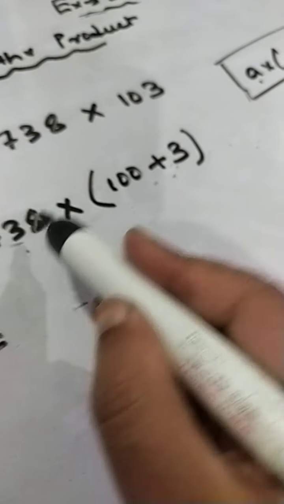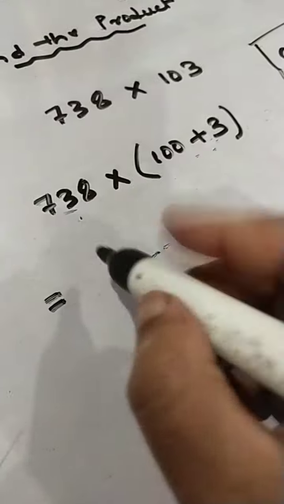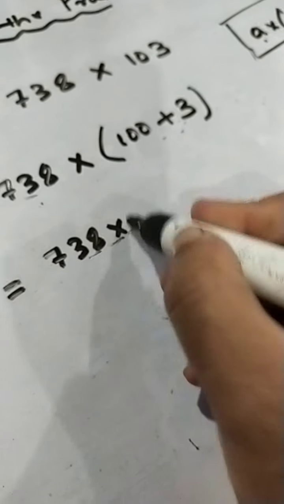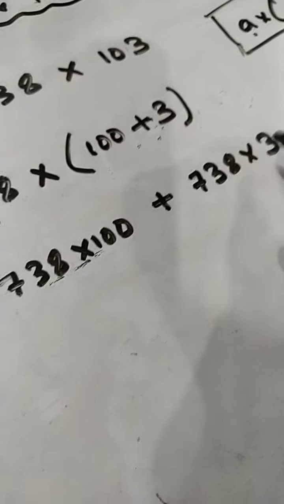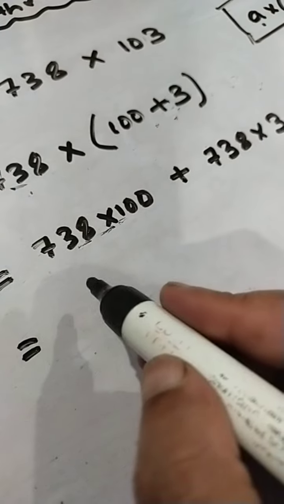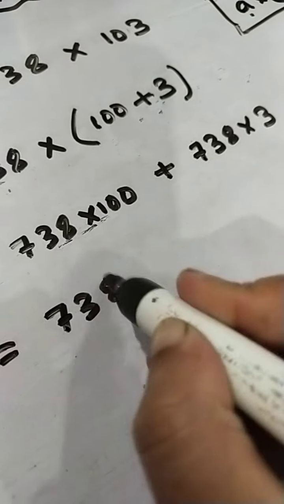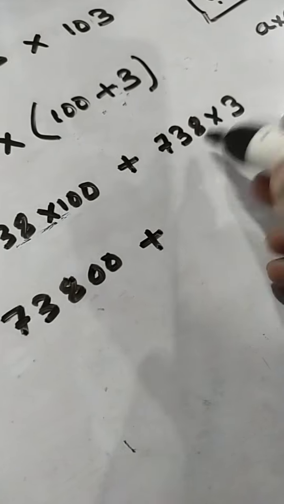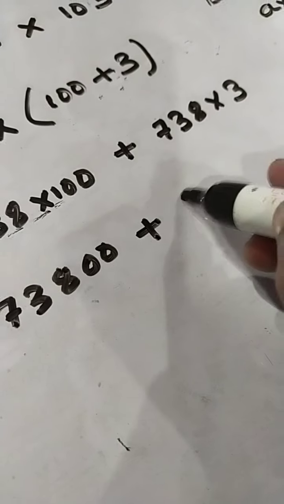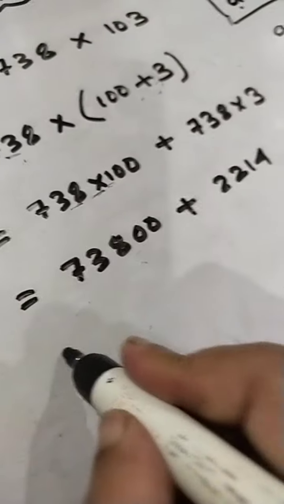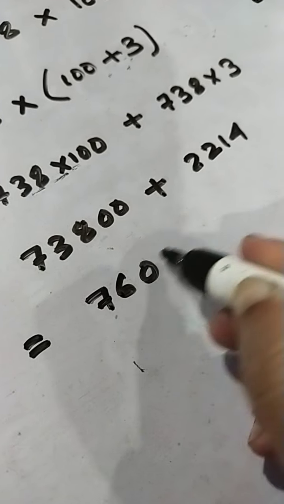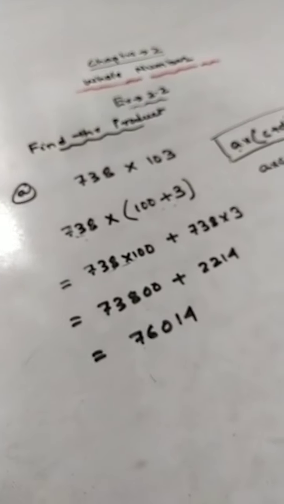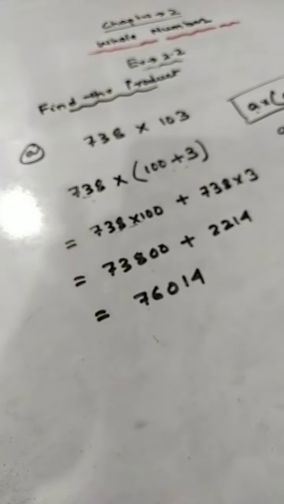We have to multiply 738 into 100, isn't it? A into C. So 738 into 100, we'll put this plus sign. Again we have to multiply 738 with this 3. If you multiply these two numbers, we'll get 738 with how many zeros? 2. And if you multiply 738 into 3, we'll get 2214. Now just add these two numbers. So we'll get 76014. This is how exactly you will do all the sums of question number 4.